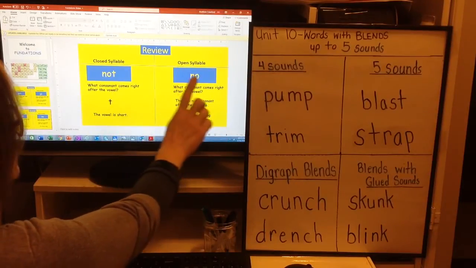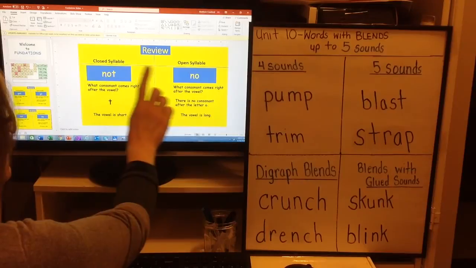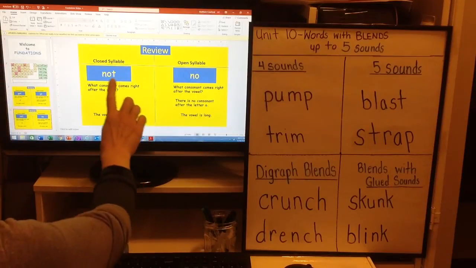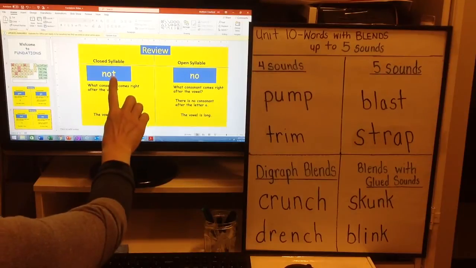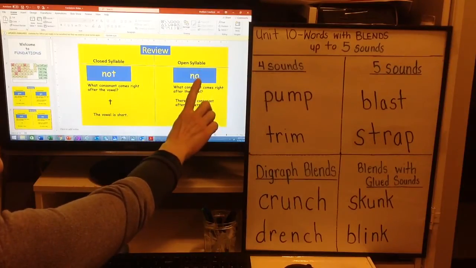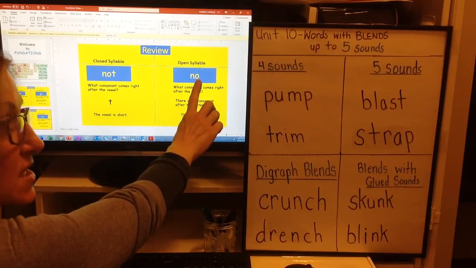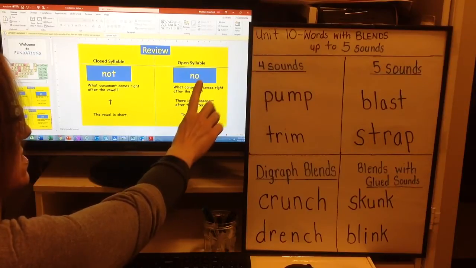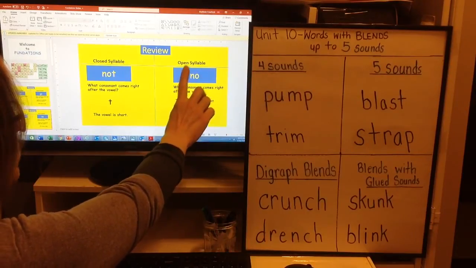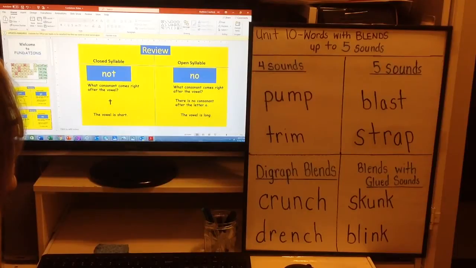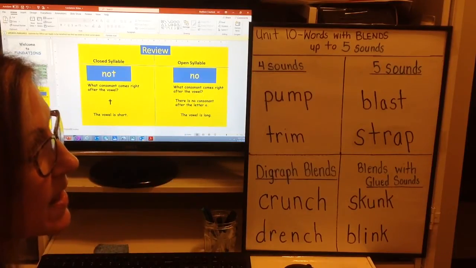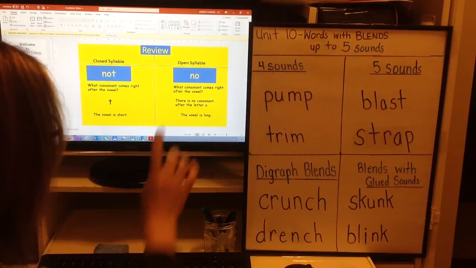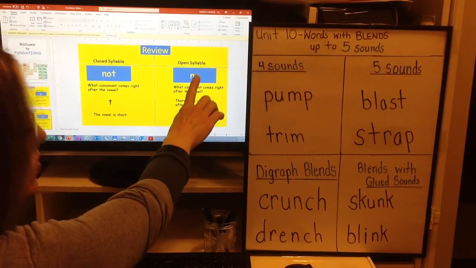Notice the difference? I see an N here, I see an N here, I see an O here and an O here. I see a T here. Oh, I don't see a T here. So this must be an open syllable. So let's tap out this word. Now you know that in an open syllable, the vowel must say its name.